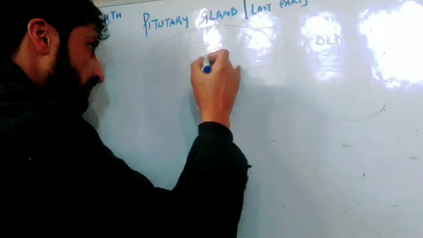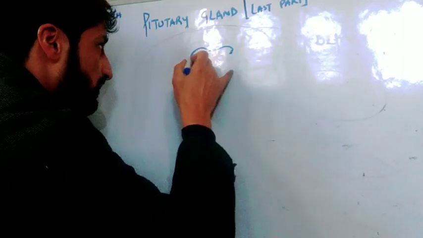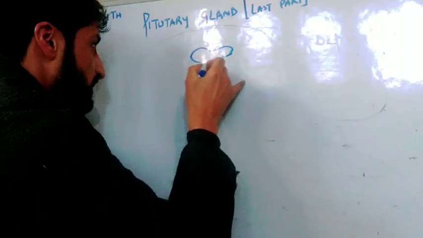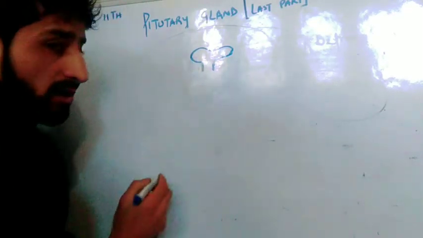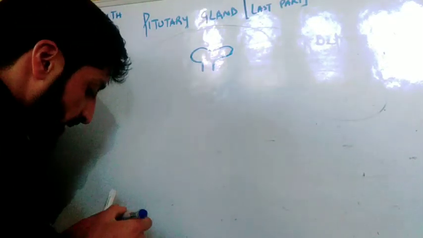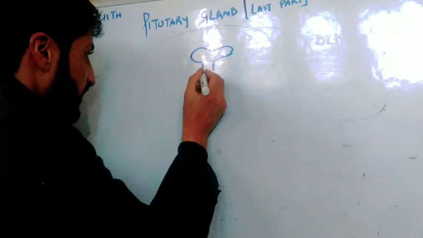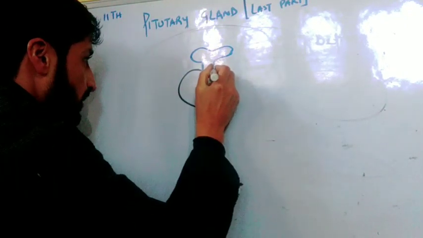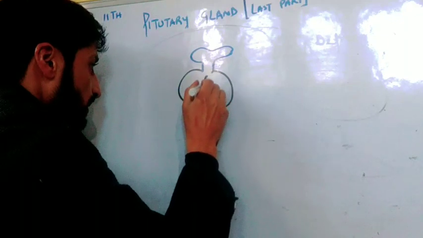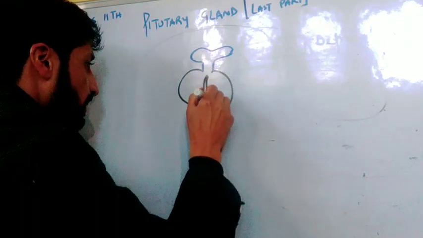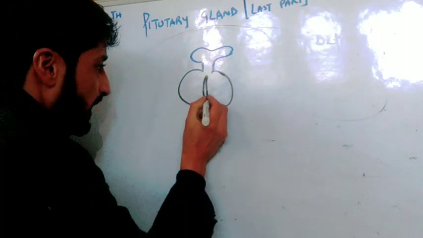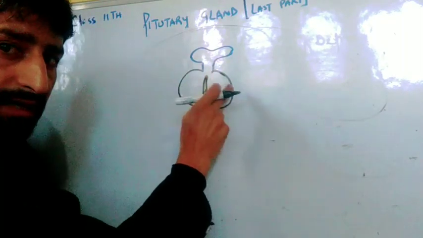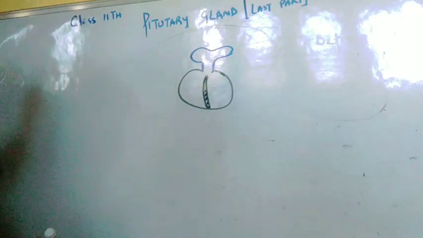Now again, come to the main topic. Let us suppose this is the hypothalamus. Attached with the hypothalamus is a very important structure that you call the hypothalamic stalk, pituitary stalk or infundibulum. And attached with the infundibulum is a structure that you call the pituitary gland. It is this pituitary gland that contains the anterior lobe, the posterior lobe, and the intermediate lobe of pituitary gland.